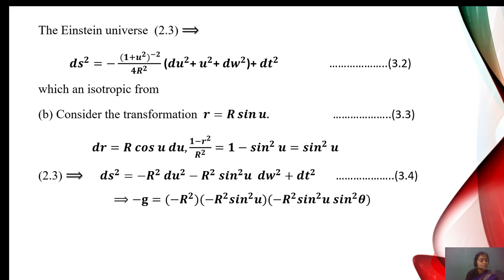You know that minus g equals, considering minus r square upon minus r square, into the form minus r square sin square u, minus r square sin square u sin square theta, which will be generated.